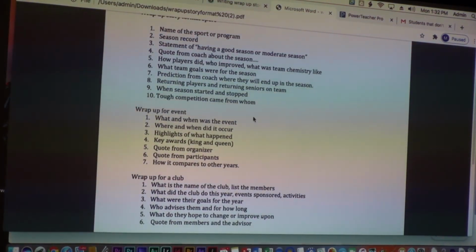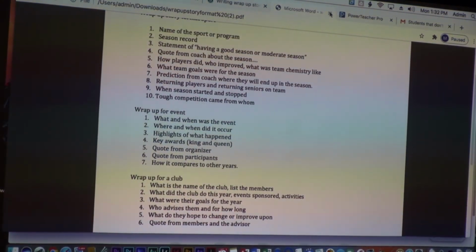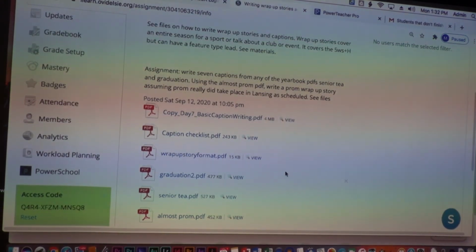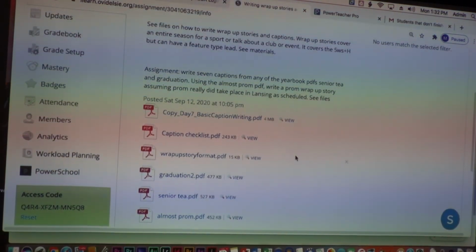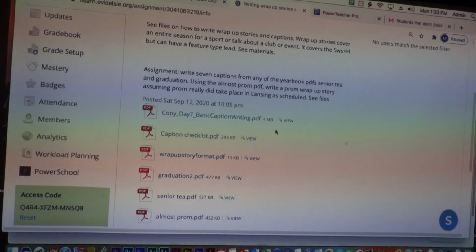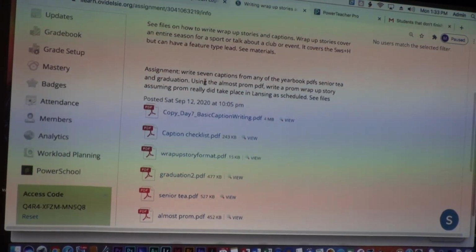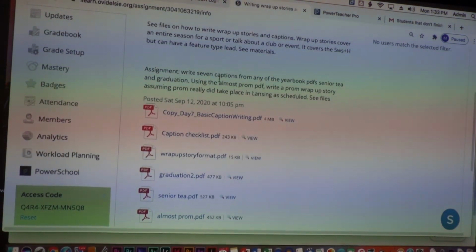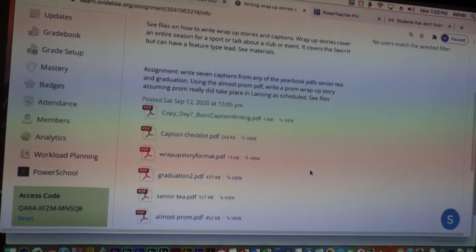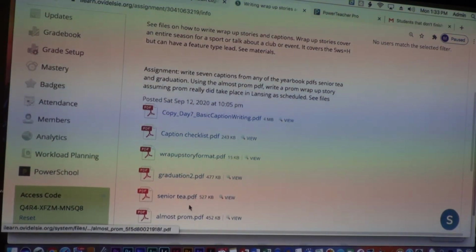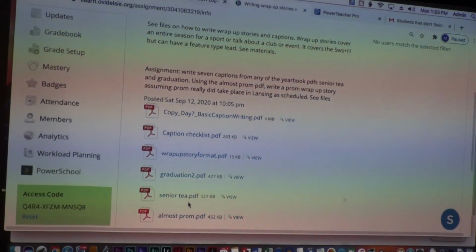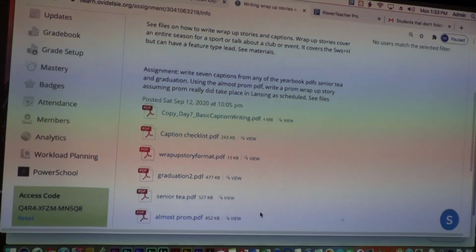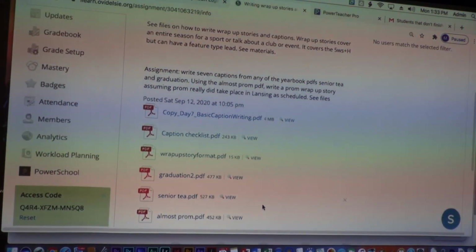Okay? So they are in Schoology. Okay, so you have two assignments. Your first assignment is to write 7 captions from the 2 PDFs I have here, graduation and senior team. These are actually taken from last year's yearbook. I want you to come up with a total of 7 captions. You pick the picture, and then you write the caption.